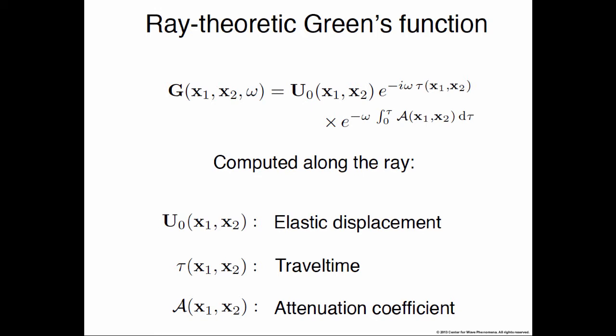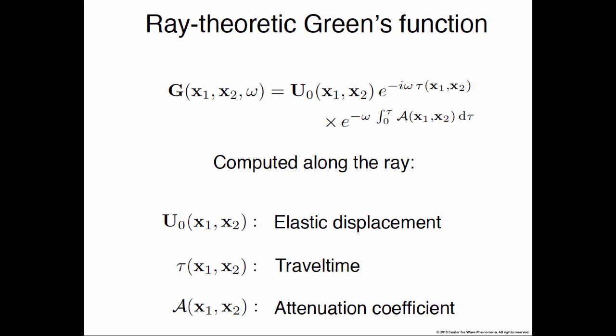Let's take a look at some Green's functions in attenuative media. So we have the ray-theoretic Green's function here between any 2 points x1 and x2. So x2 is the source location, x1 is an observation point. And it involves several quantities. Among them are the elastic displacement, u0, the travel time, and the attenuation coefficient. The elastic displacement would include polarization vectors, geometrical spreading, reflection transmission coefficients, etc. And I've called it elastic displacement because of the way I compute this ray-theoretic Green's function.